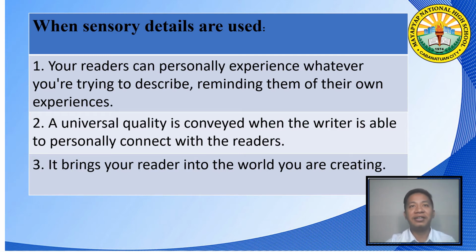Second one, a universal quality is conveyed when the writer is able to personally connect with the readers. How can we personally connect with the readers by means of imagery? As we discussed previously, by using imagery, we can hook them with the sensory details that we use in our writing. If they are already hooked with what they are reading, the universal quality of the text is achieved.